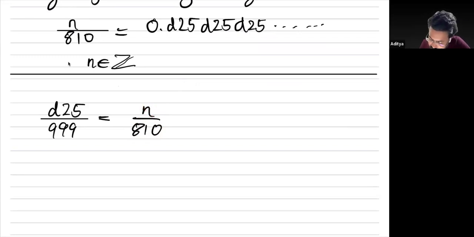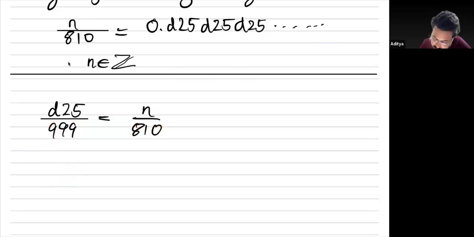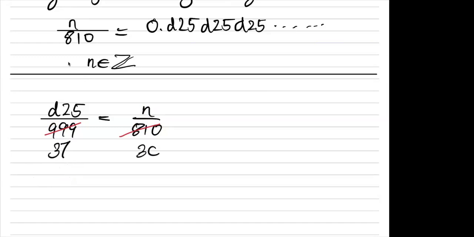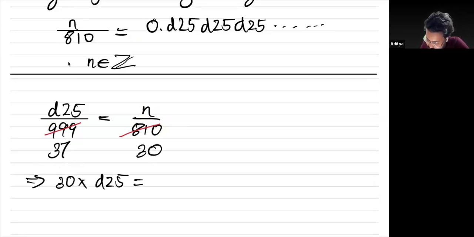How did I find that? Because the denominator over here, I can cancel off 27. 999 is actually 27 times 37, and that 27 can cancel from 810. What you will be left with is 37 and 30. Manas correct, Shivam correct. So from this you get 30 times d25, which is equal to 37n.